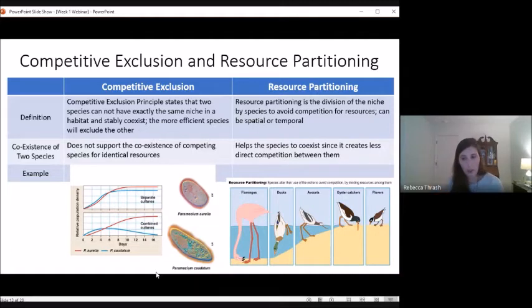Now, resource partitioning, this is sort of what I showed you guys with those warbler species. You've got all these different birds, very similar, but they're able to be in very specific places within the same tree. Well, this is the same kind of idea here with these different aquatic birds. So you've got some birds that stay up towards the shore and don't really get near the water. You've got others that might be right there at the edge of the intertidal zone.